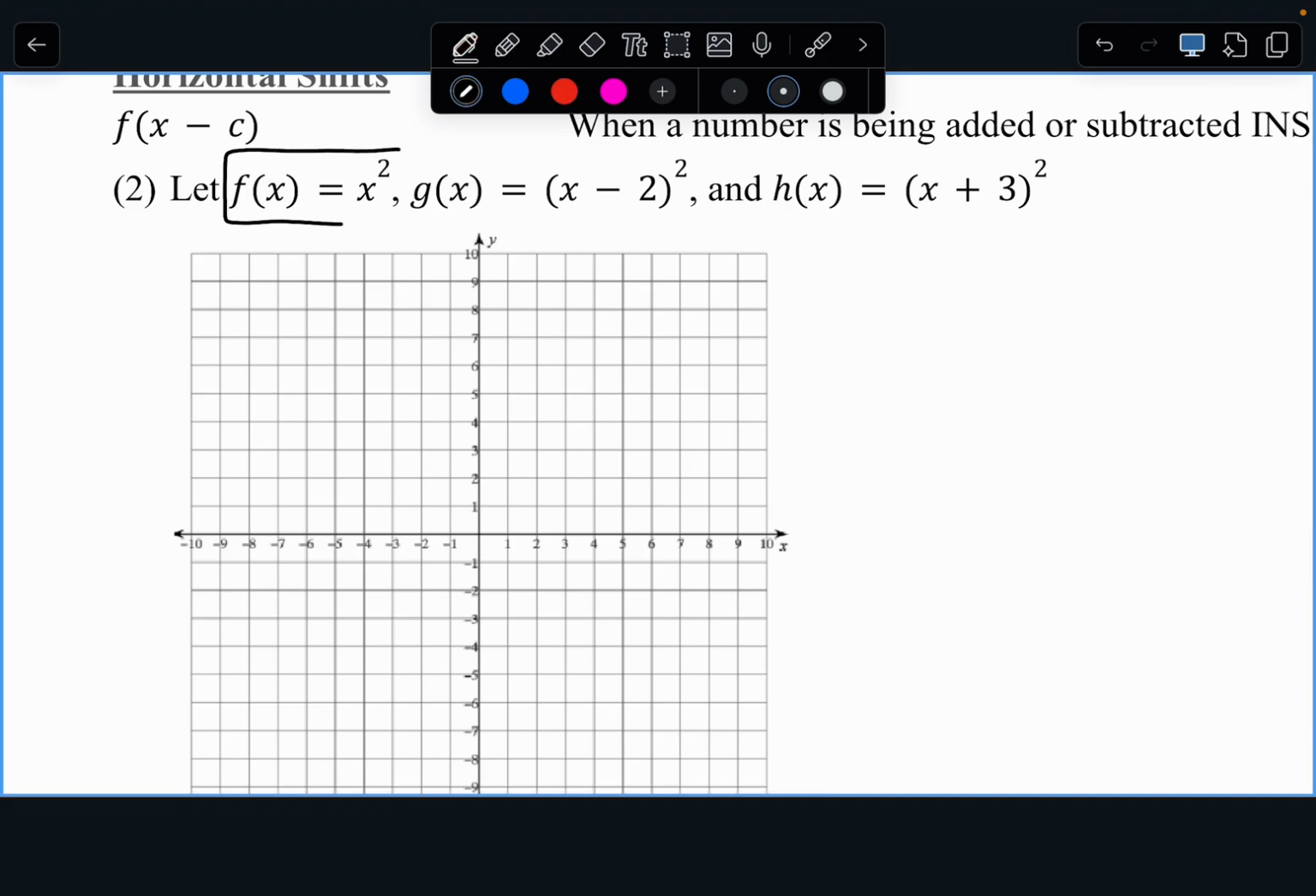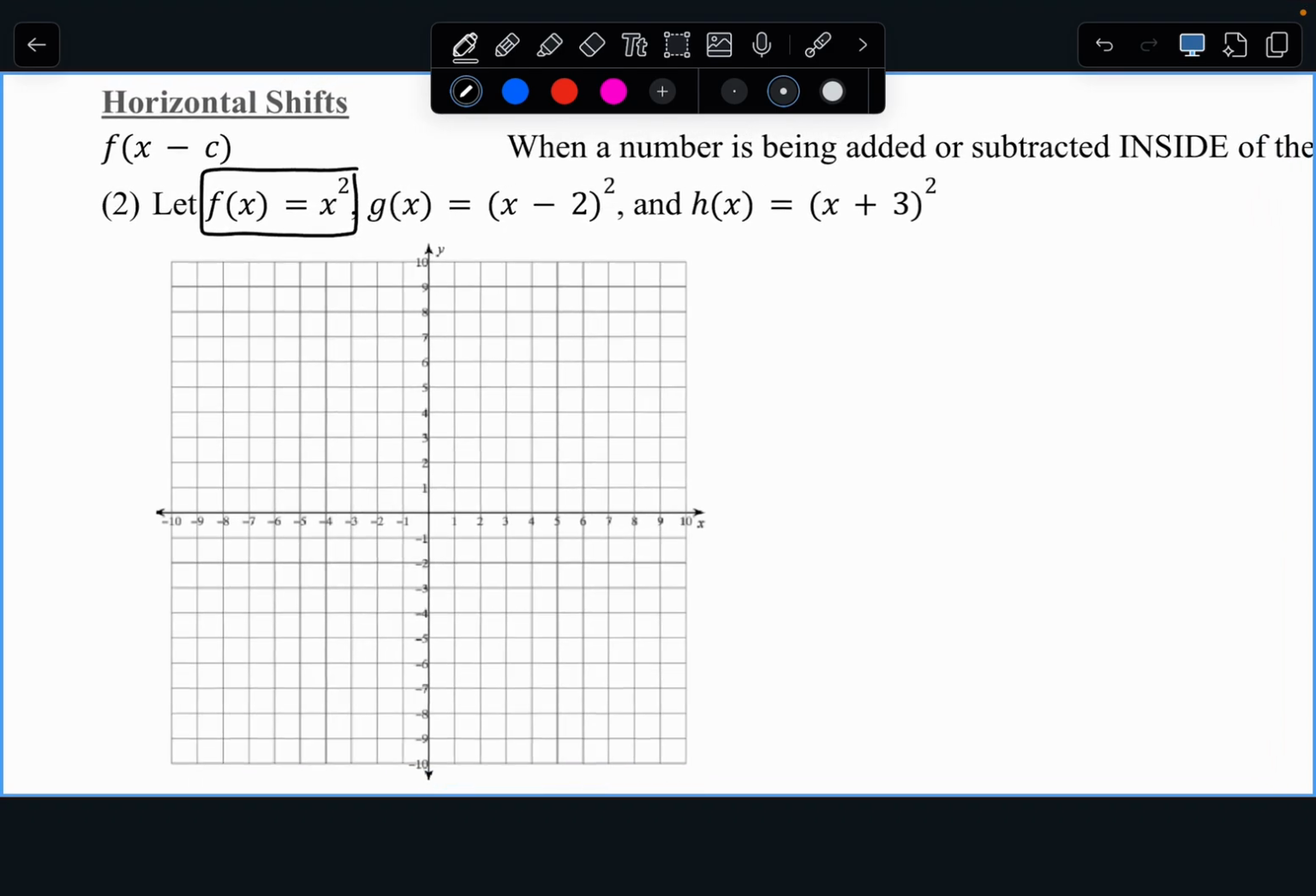Okay, so f of x is our parent function. That is x squared. That also starts at 0, 0. But we have 1, 1, 2, 4, 3, 9. Negative 1, 1. Negative 2, 4. And negative 3, 9. Okay, that is a parabola.